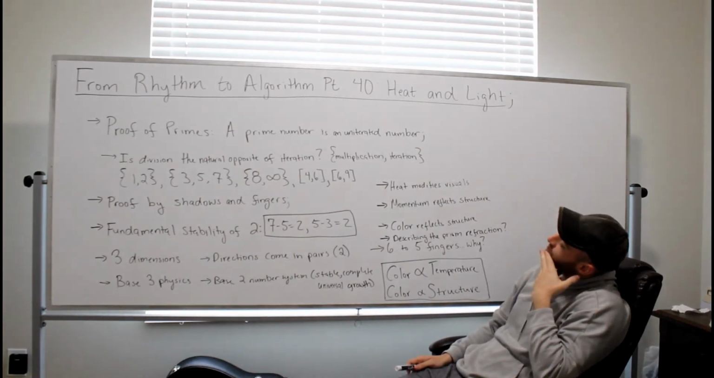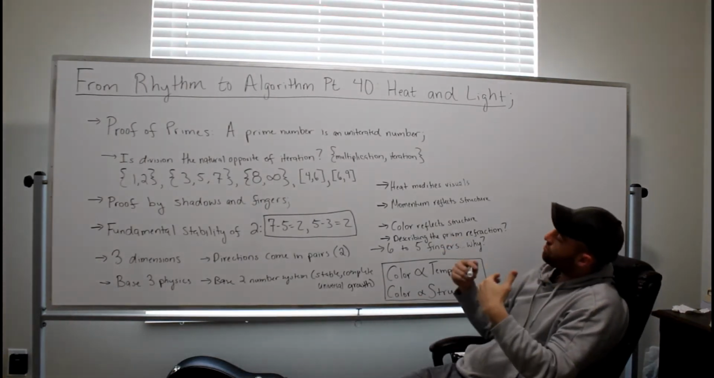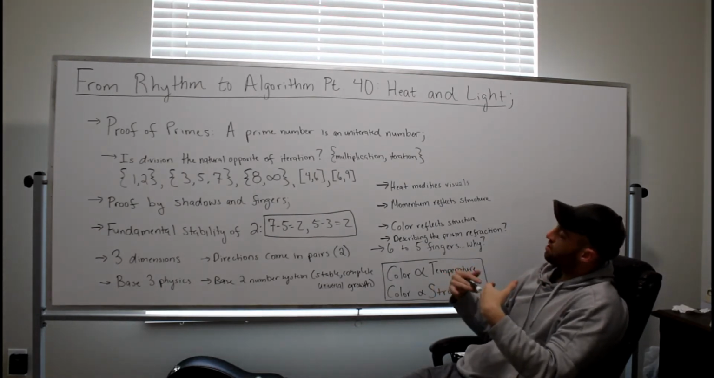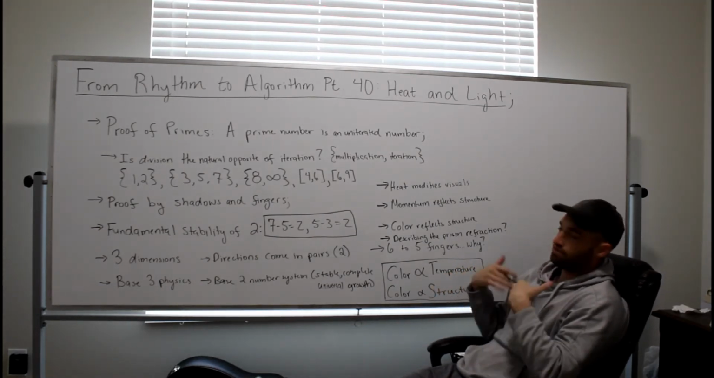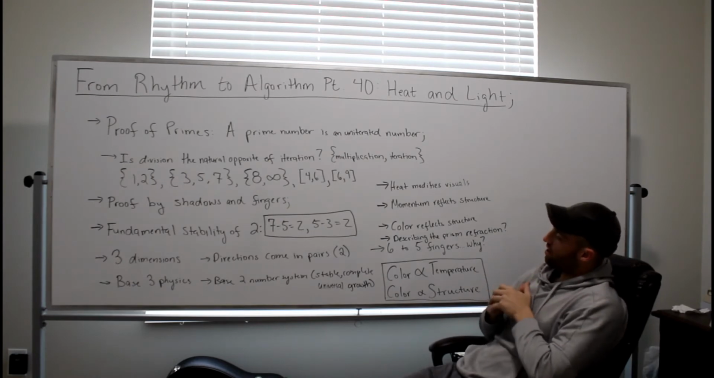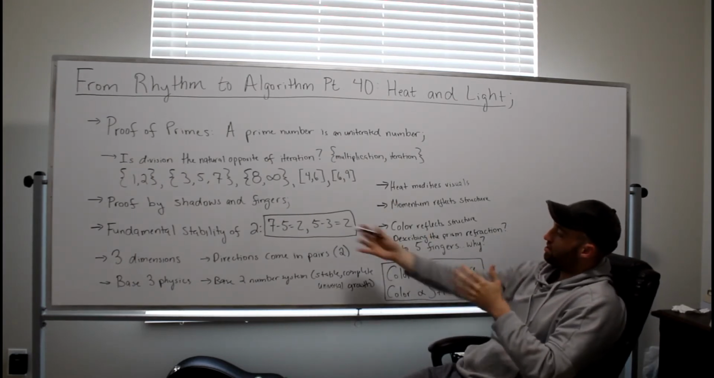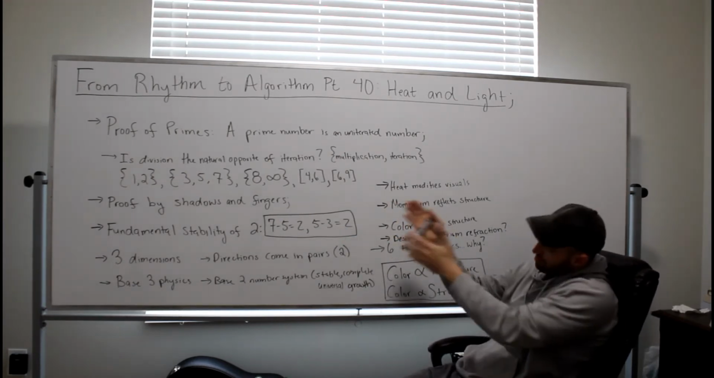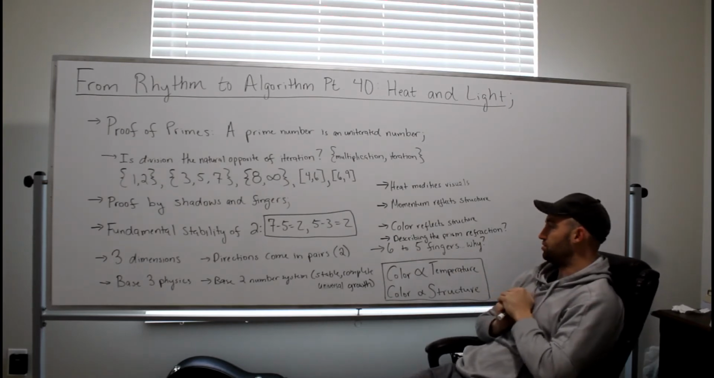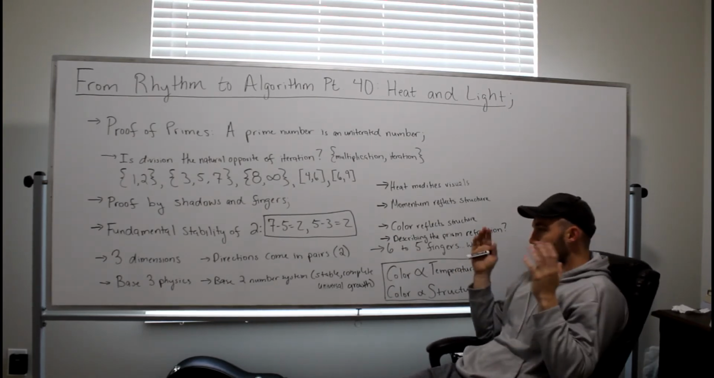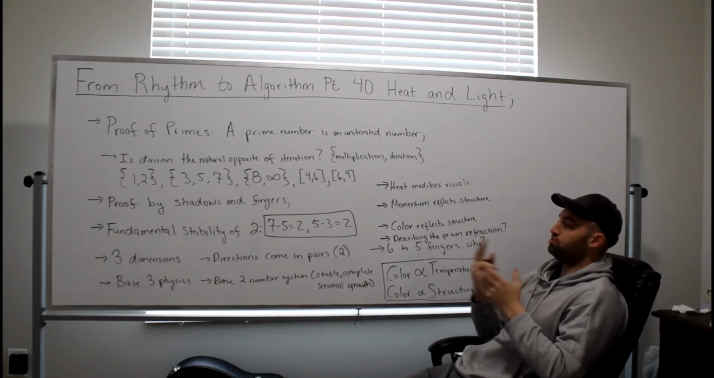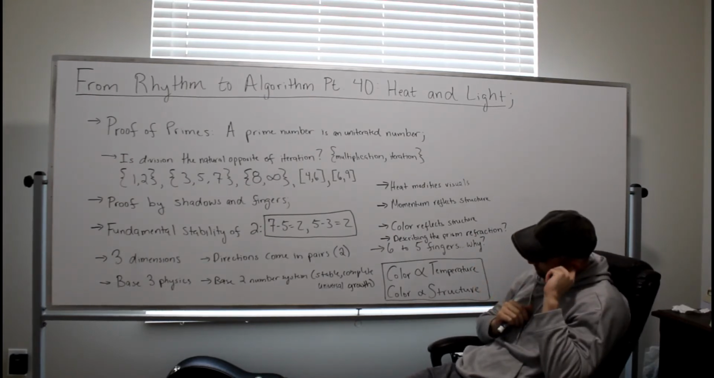And so what we've done is we've geometrically reduced the set of prime numbers to a finite set of numbers. And it's a very small set, so that's a complete calculation, but that's what the fundamental stability of 2 is. And now we're going to do two simple proofs by shadows and by fingers.